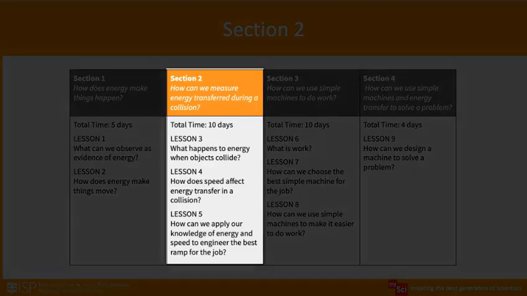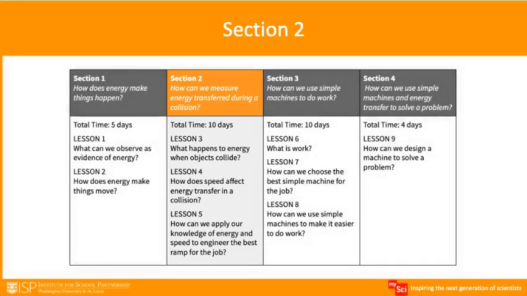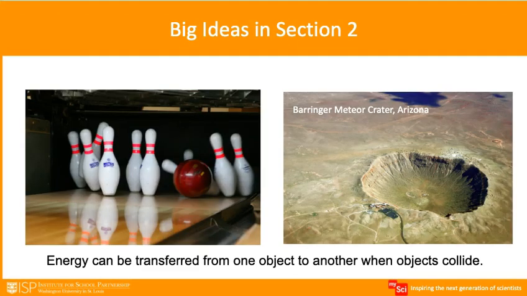Section 2 asks students to dive deeper into energy transferring during a collision. This section will take about 10 days. Students collect data from a series of collisions and collect evidence of transfer of energy to conclude that when objects collide, energy transfer can be observed through change in motion, sound, and heat.